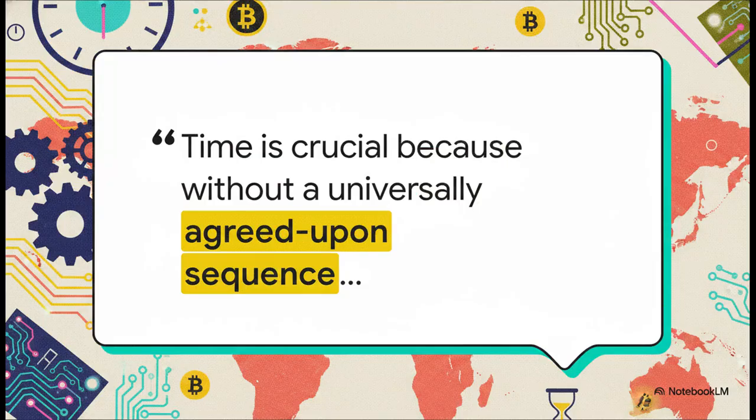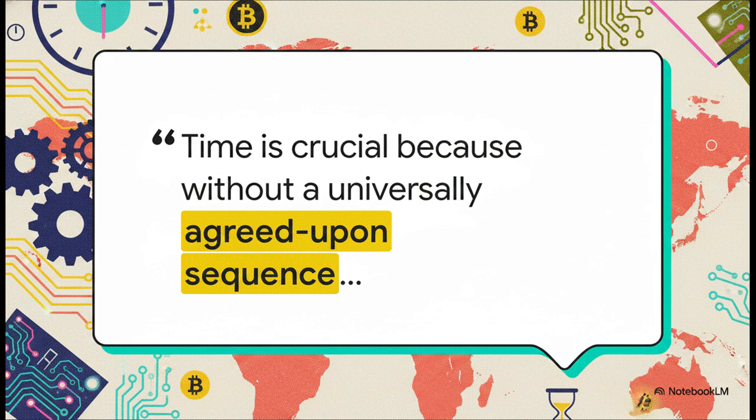This quote from our source material absolutely hits the nail on the head. Time is crucial because without a universally agreed-upon sequence of events, decentralized information cannot be trusted. In a decentralized network where literally anyone can participate from anywhere on Earth, whose watch do we actually trust?